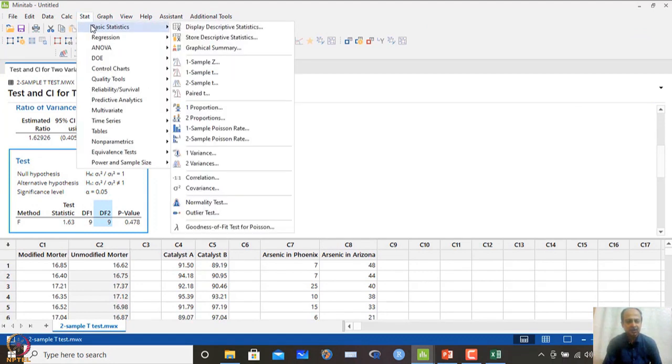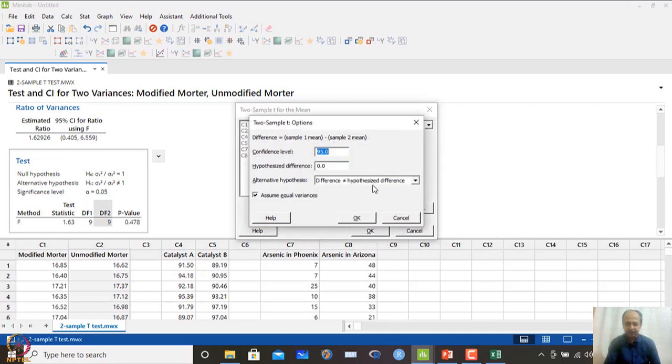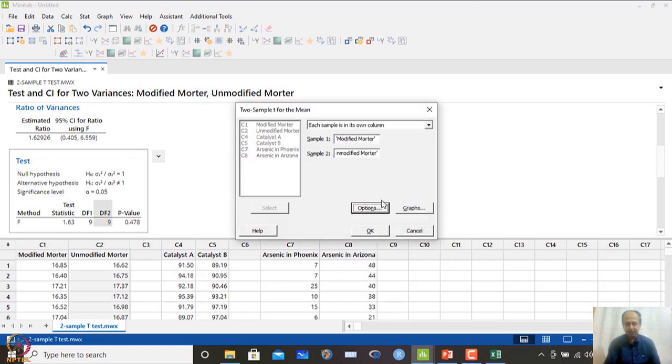Then we go to basic statistics, two sample t test, and check whether modified cement is different from the unmodified one. We can also do a one sided test. If I change the condition, we can check which one is higher than the other. And if I take the equals condition, we can check whether they are significantly different.